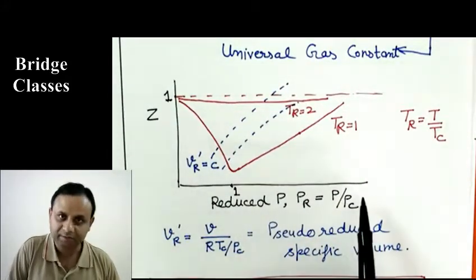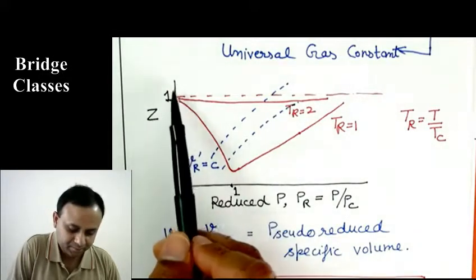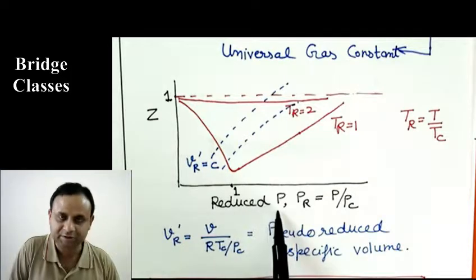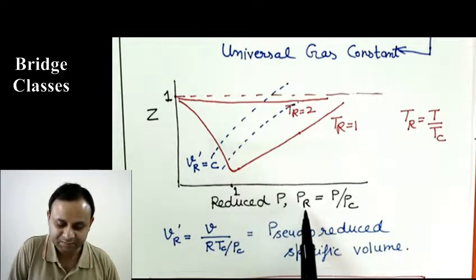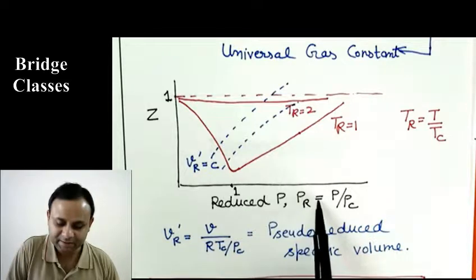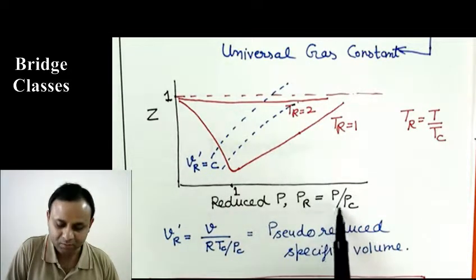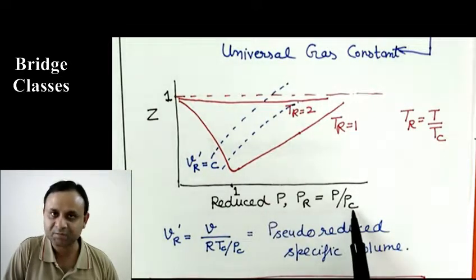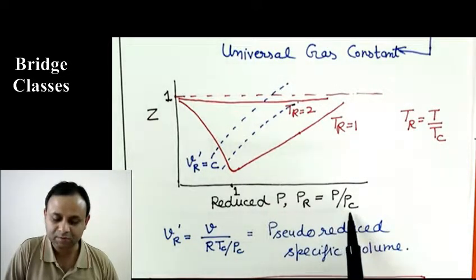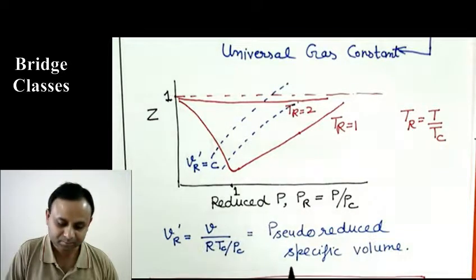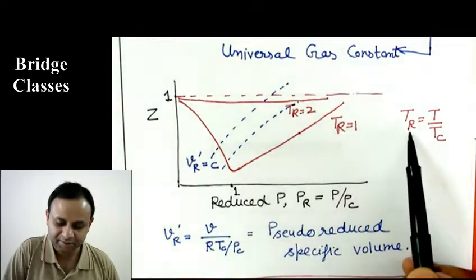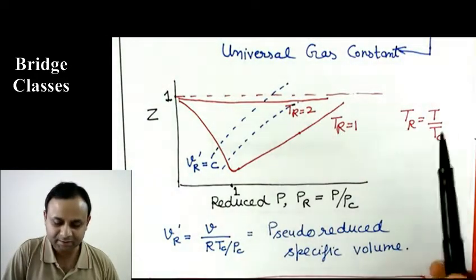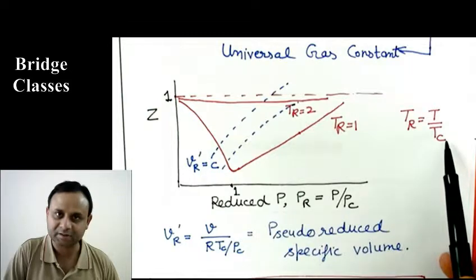here you see a rough plot. It is a plot of Z versus, on the x-axis, what is called reduced pressure. We indicate that as PR, reduced pressure, and this is defined as pressure over critical pressure. For any gas, we know what the critical pressure is. And similarly, we define reduced temperature. This TR is reduced temperature, defined as temperature over critical temperature.